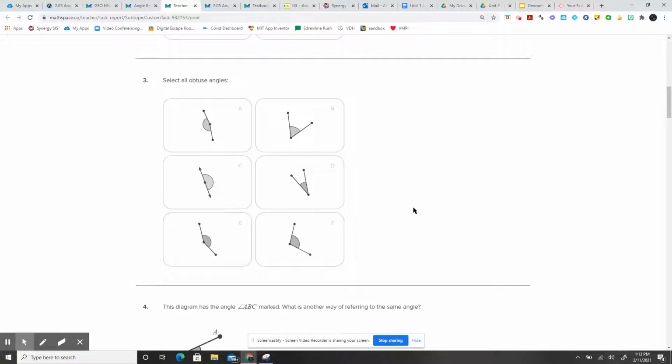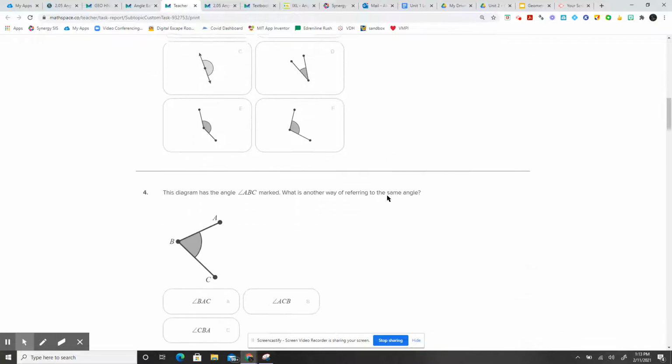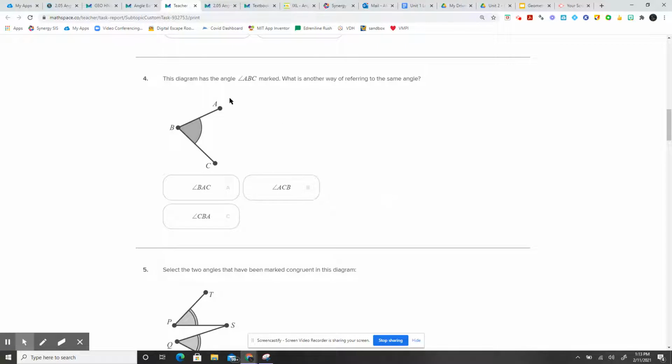Obtuse angles, bigger than 90, smaller than 180. This one looks like a straight angle, so I don't think I'm going to count that one. This one is definitely obtuse. This one looks obtuse too. If you're not sure, you can put a sticky note or something you know to be square up to it and see if it's bigger than the right angle corner. This one's acute and this one's acute. That question's a little tricky.